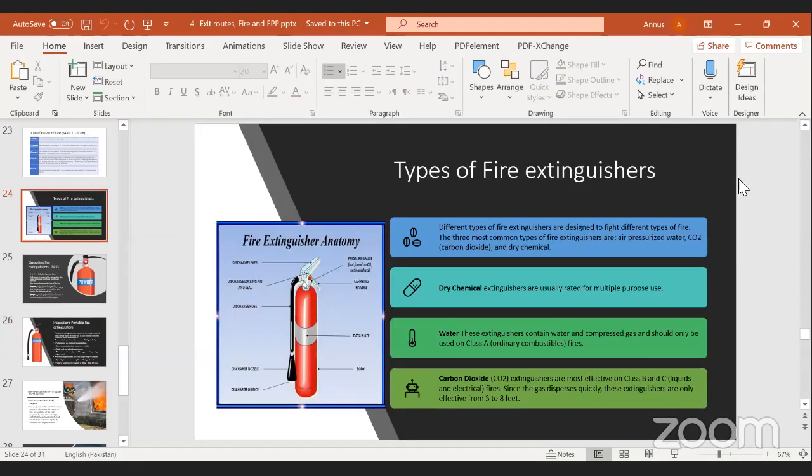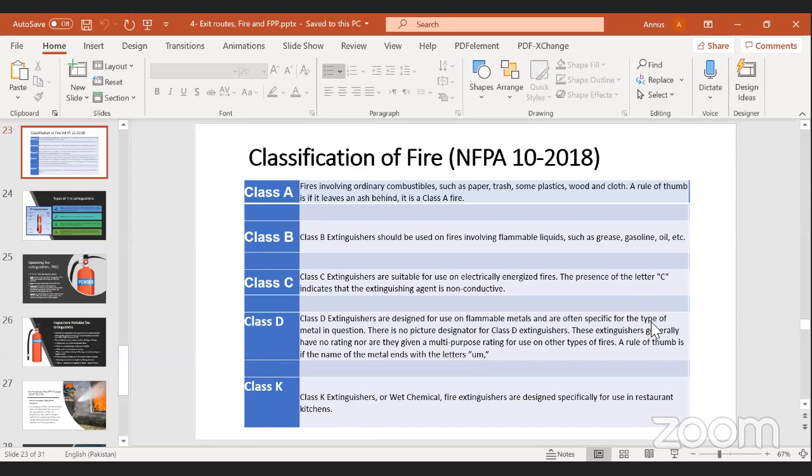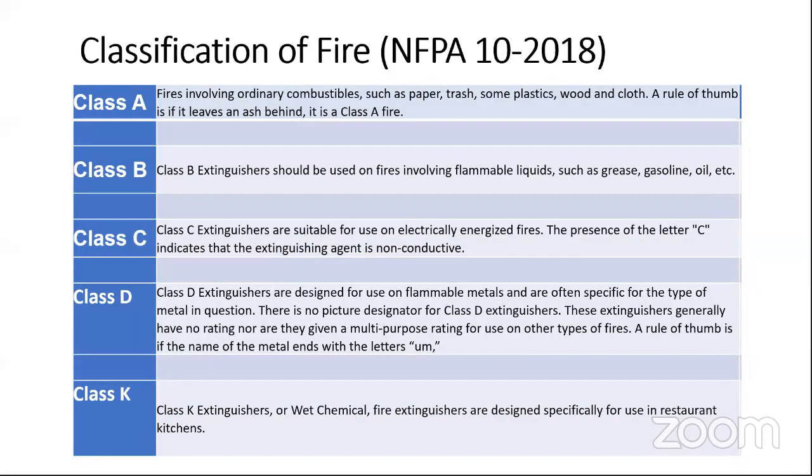Then we have C, flammable gases like natural gas, which is very common in Pakistan. We can use dry powder like sand to extinguish it. Then we have metal fires, which include magnesium, titanium, sulfur. We can extinguish it with powder, sand. Cooking oils and fats, which we use normally in our kitchens, we can extinguish with wet chemical. Then we have electrical fire, which we can extinguish with carbon dioxide and dry powder.